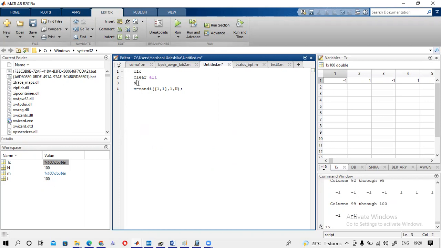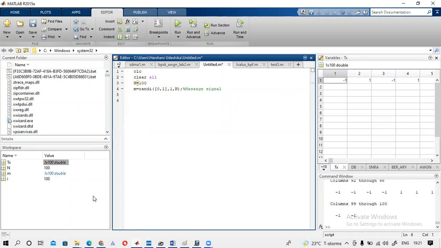I will define it here. At this moment I will take 100 bits. So here I am going to generate 0 and 1 integers, a 100-long random combination of 0 and 1. So that will be my message signal. So here we generate the message signal.